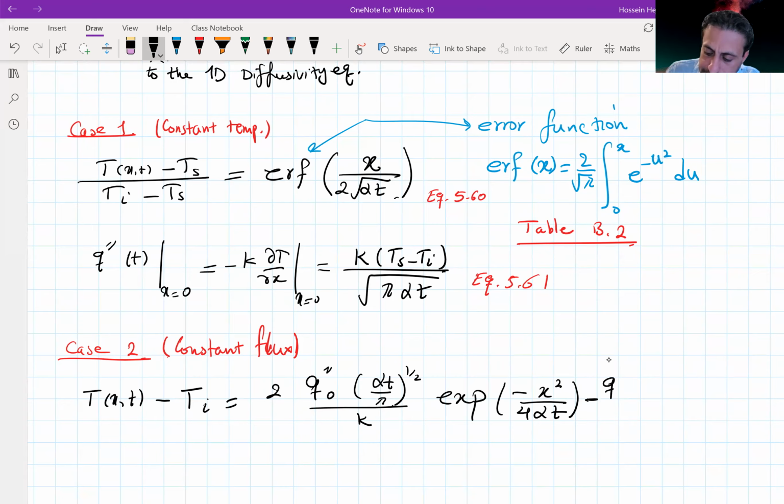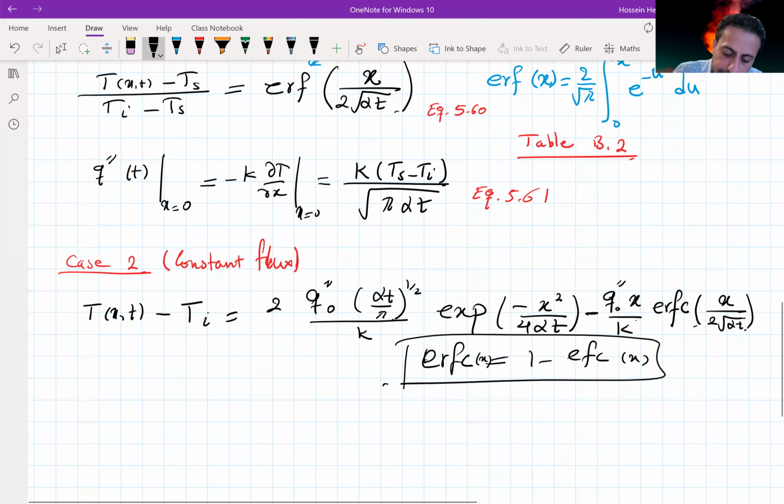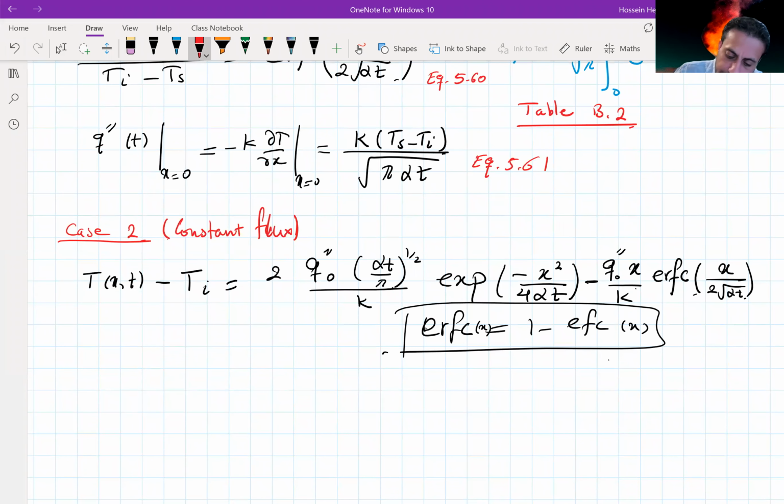minus q double prime 0 x divided by k times error function c of x over 2 square root of alpha t, where error function c is 1 minus error function of x. Again, you can use the tables for finding the error function. And similarly, this is equation 5.62.